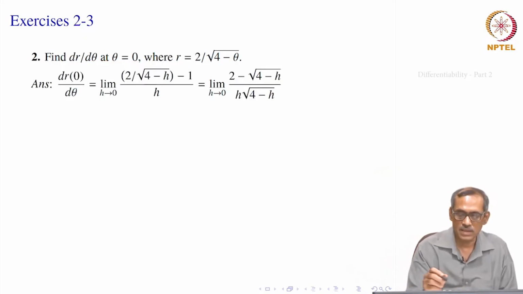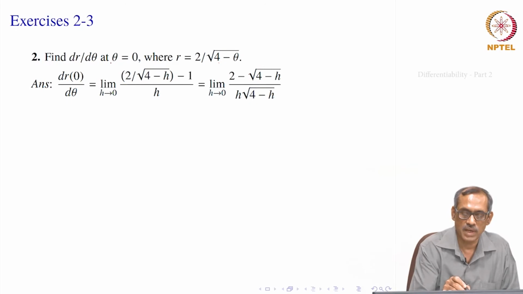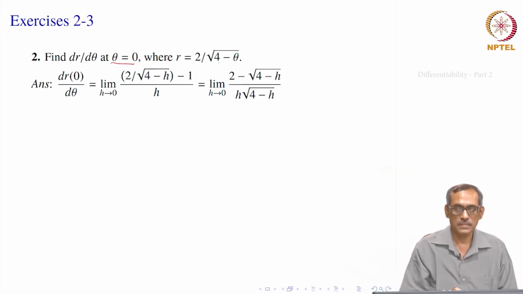So, first thing is where it is not defined. It is square root of 4 minus theta, at theta equal to 4 it is not defined, and when it is negative also it is not defined, that is 4 is smaller than theta. For everything else it is defined. Okay, but we are concerned about theta equal to 0. So, we are safe in that sense. We can always have a neighborhood around 0 which is inside the domain.